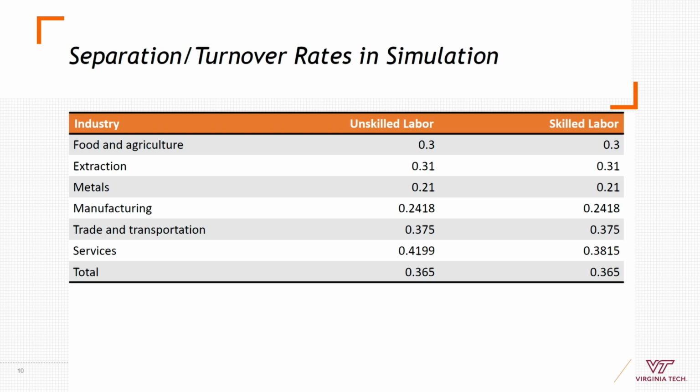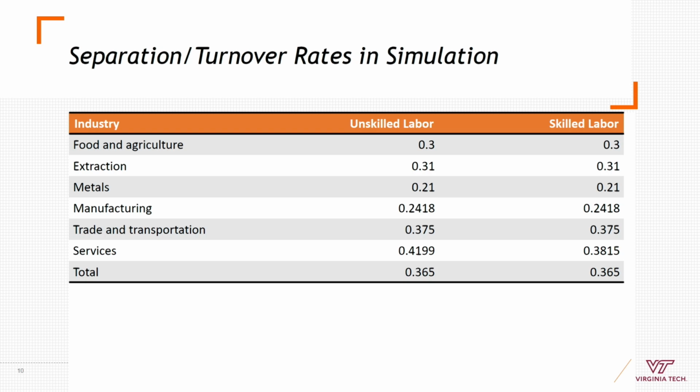The only reason why this is different is because there are different levels of skilled labor. The initial levels here are different than they are here, so I'm getting different total numbers of matched labor for skilled labor, and so this residual turns out to be a little bit different.